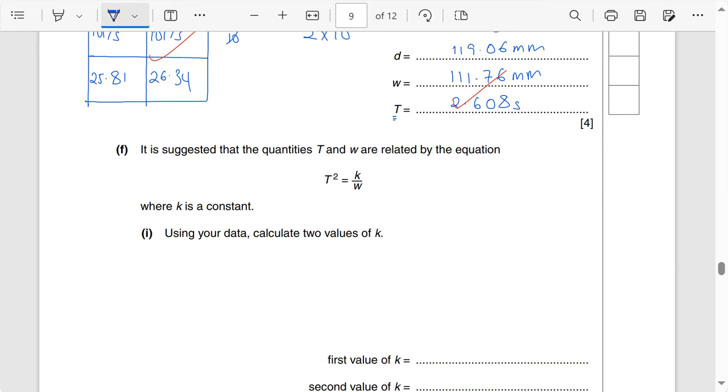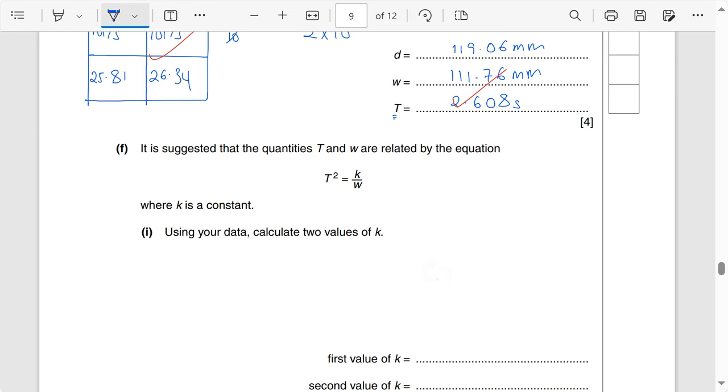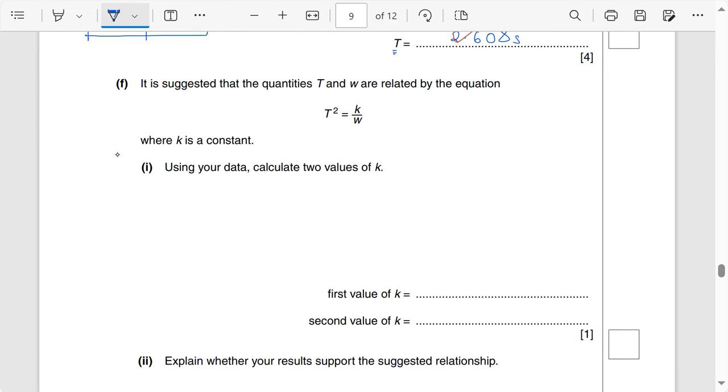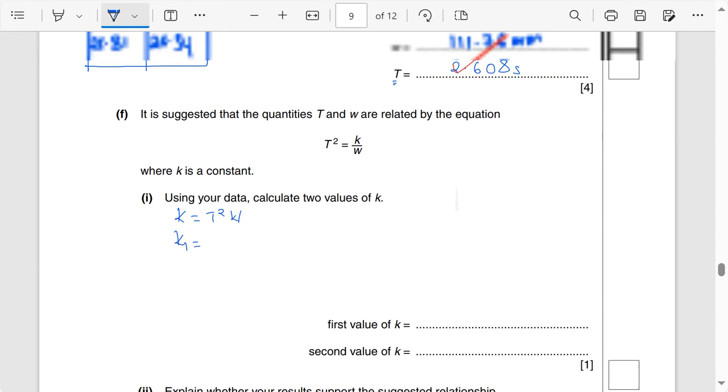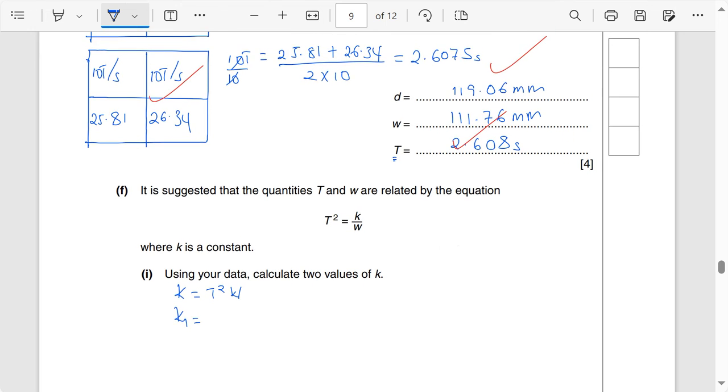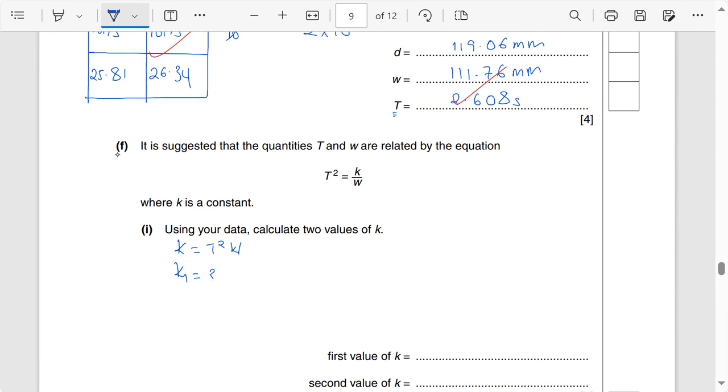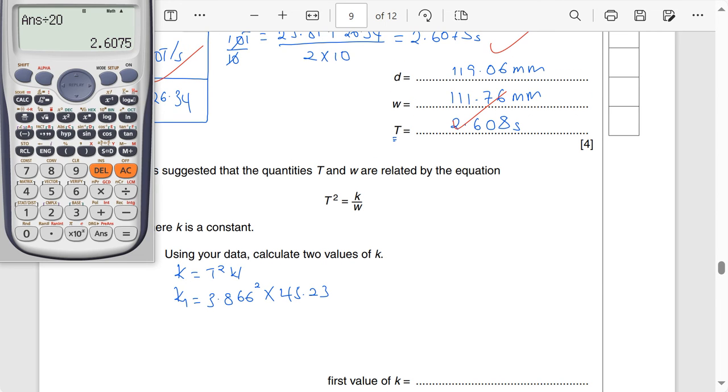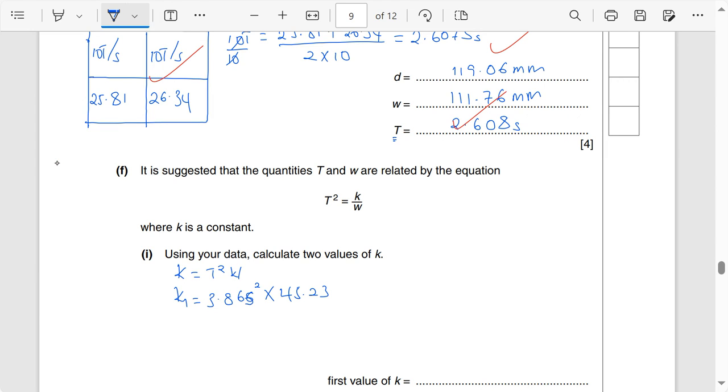Then next, it is suggested that the quantities T and W are related by the equation T squared is equal to K over W. Using your data, calculate two K values. So my student makes K the subject, K is equal to T squared times W, and she goes ahead to calculate two K values. The first K value, K1, she gets the first T. The first value of T was 3.866 squared, then times the first value of W. The first value of W was 45.23. So I will check her values by calculating here.